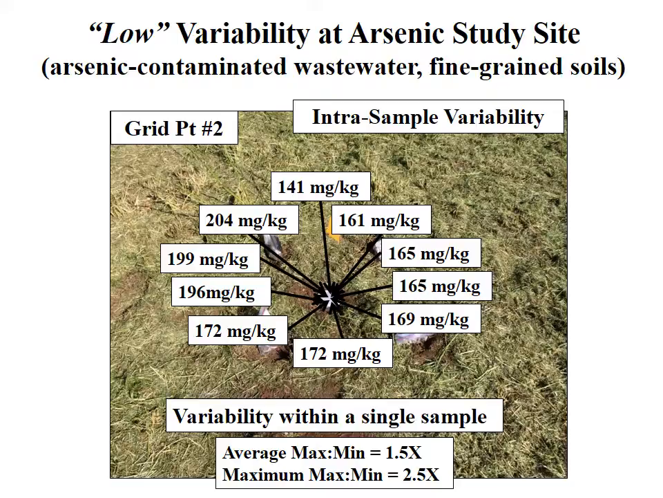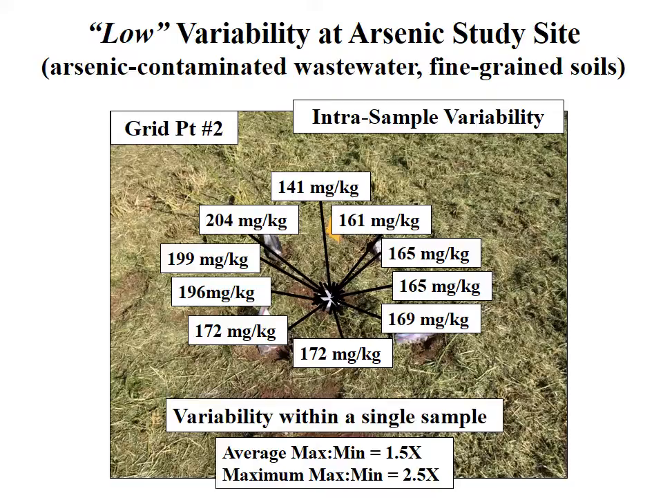Now the average maximum to minimum ratio of arsenic in the samples was about 1.5, so not that different. The maximum to minimum ratio we saw for arsenic in any given sample is a little bit over 2.5 times between the maximum and minimum. So that's the variability within samples.